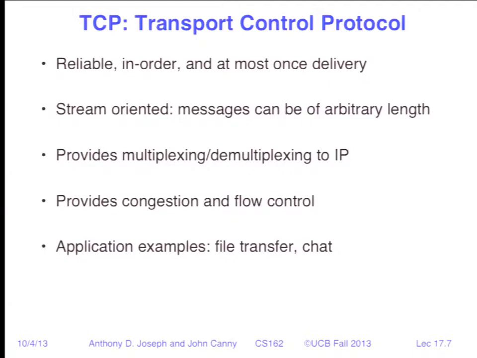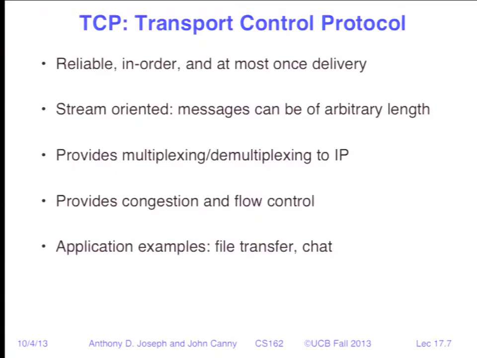It also provides multiplexing and demultiplexing. IP routes between two machines. Your machine has a unique IP address, my phone has another IP address, but there are many applications running on each one of those. TCP gives you the multiplexing and demultiplexing to let those different applications on both my laptop and my smartphone talk to each other. So I could have a web server on my laptop and a web browser on my phone. I could have a mail server on my laptop and a mail client on my phone, and those both can work because TCP takes care of multiplexing and demultiplexing into IP. All right? And then you also get congestion and flow control.